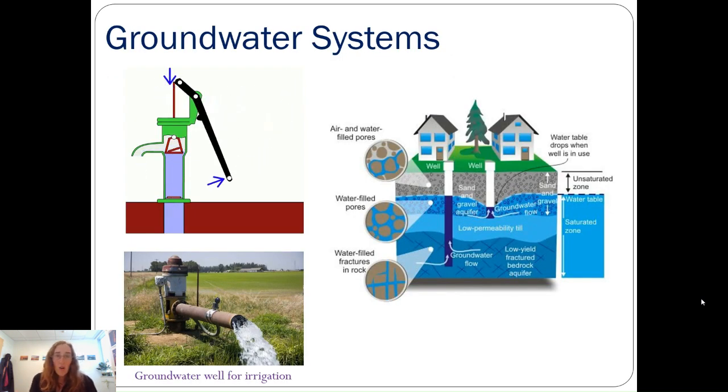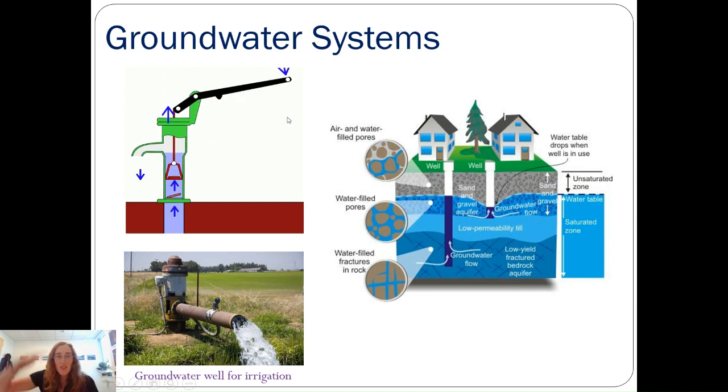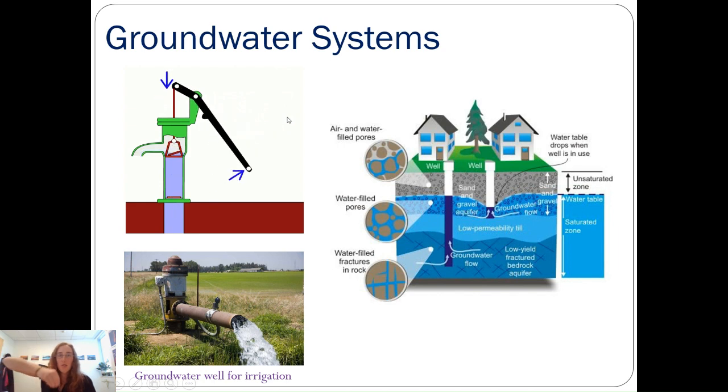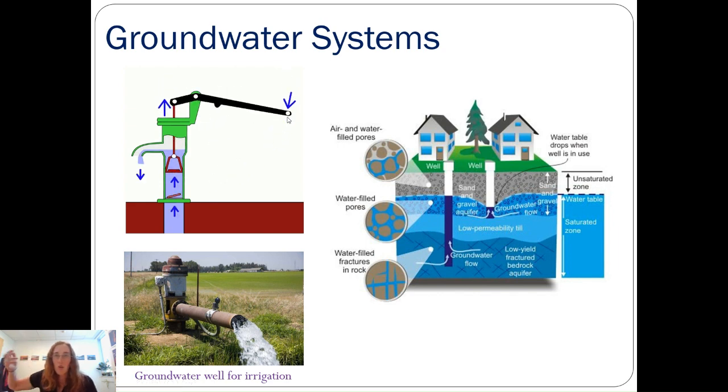If you don't know how a well works, I just wanted to show you the general mechanics of a well. This is my area of specialty, so I teach an entire course on groundwater and surface water here at the university. Basically, you might have seen one of these old hand pump wells. If you take the handle and push it up and down, you can build suction and draw water out of the ground.